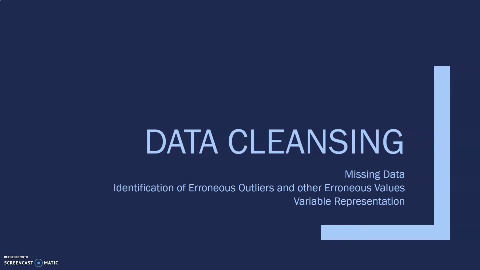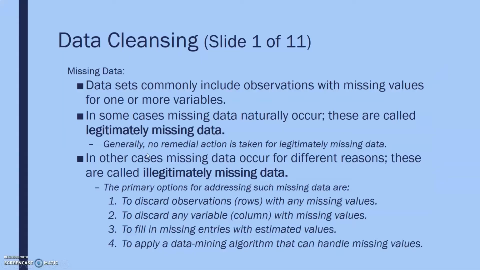The common tasks in data preparation include treating missing data, identifying erroneous data and outliers, and defining an appropriate way to represent variables. So now we have missing data. Datasets commonly include observations with missing values for one or more variables. In some cases, missing data naturally occur, and they are called legitimately missing data.